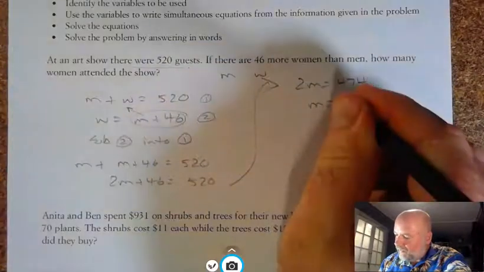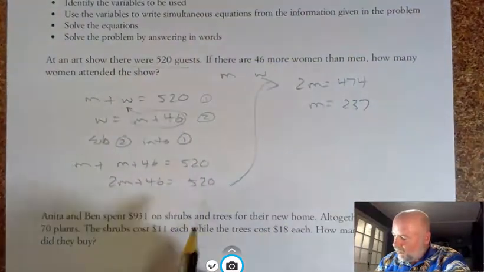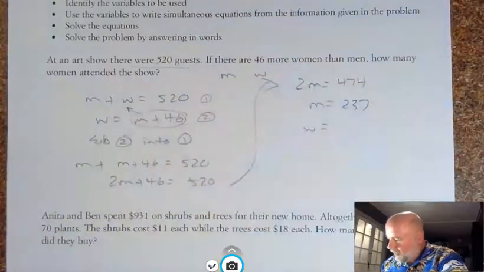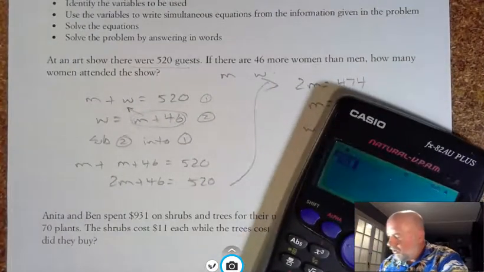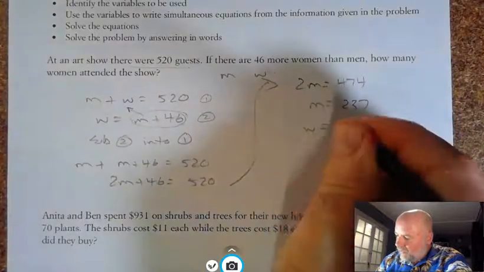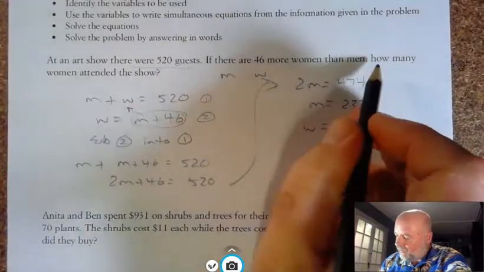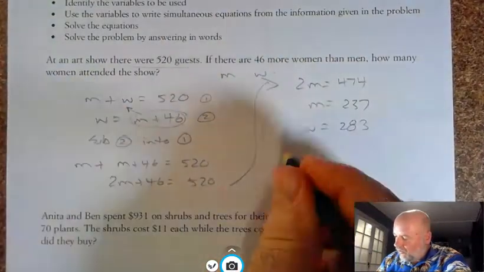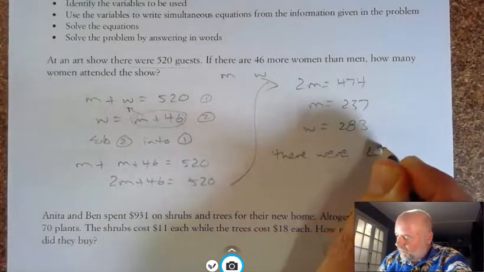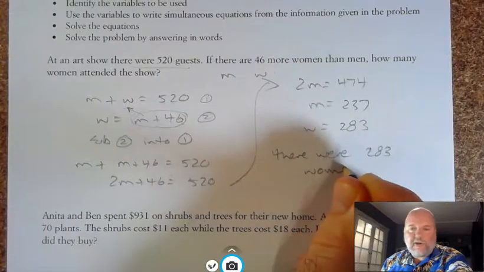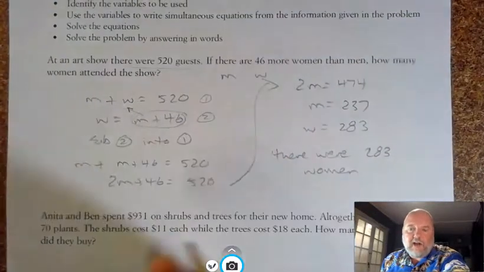Now if we've got 237 men, that means that the women, if I take that away from 520, so 520 minus that answer, we get 283. Now the question says how many women attended the show. There were 283 women. So W equals 283 is a good algebraic answer, but you've got to actually answer the question in words.